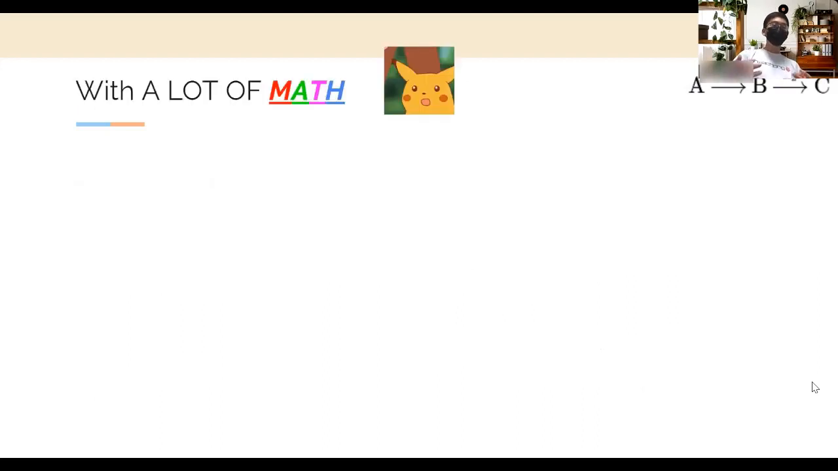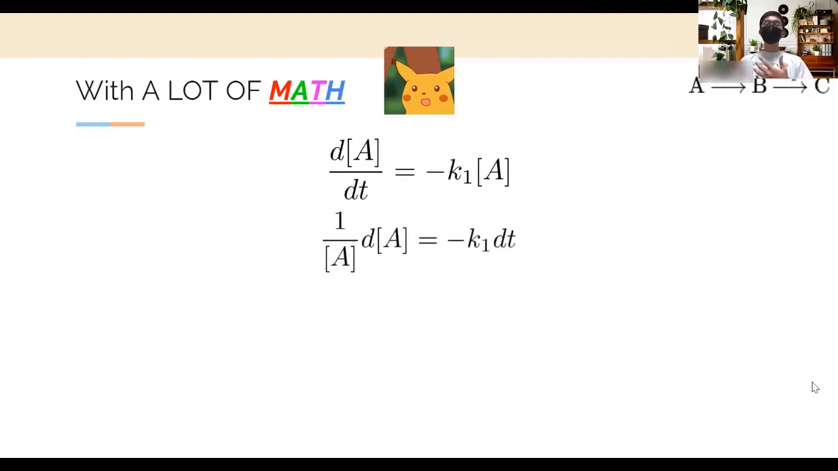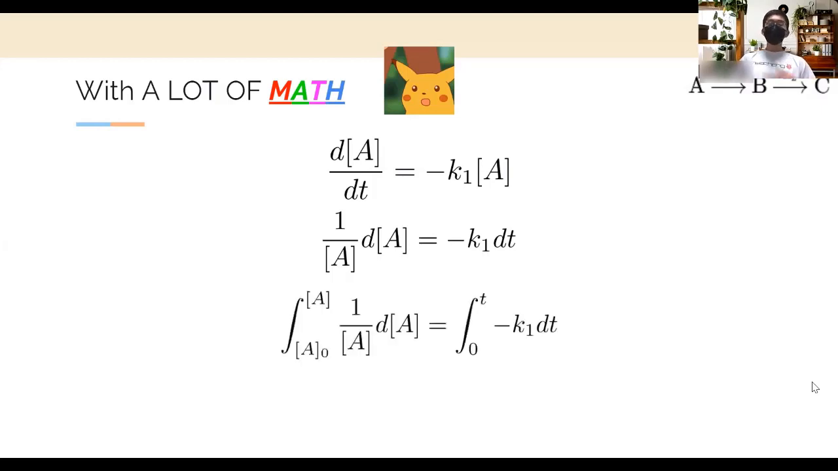So now we need to do a bunch of math. From the first step, we have a seemingly simple equation of dA over dt. What we can do is manipulate it to bring the same variables over to one side, so all the variables with the concentration term over to the left and the others on the right. Here we can do an integration.